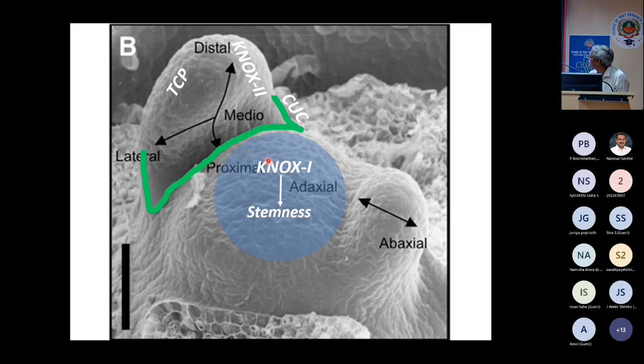There are about 5 NOX genes. So we did an RTQ-PCR. You know what RTQ-PCR is, right? Reverse transcriptase quantitative PCR. To see whether in the wild type and in this compound leaf, these 5 NOX genes are expressed in the leaf or not.